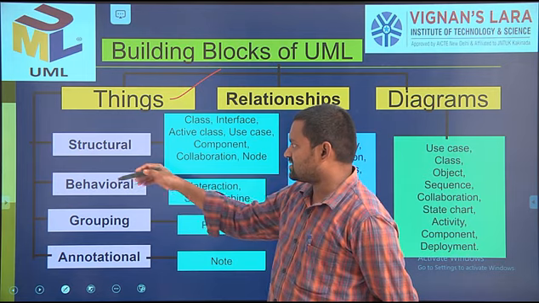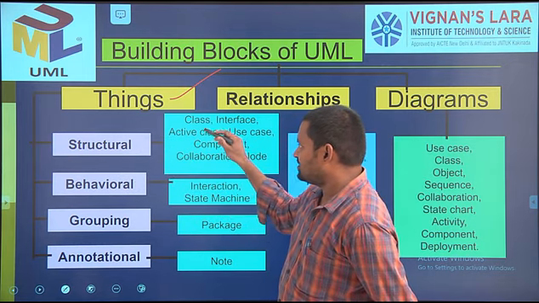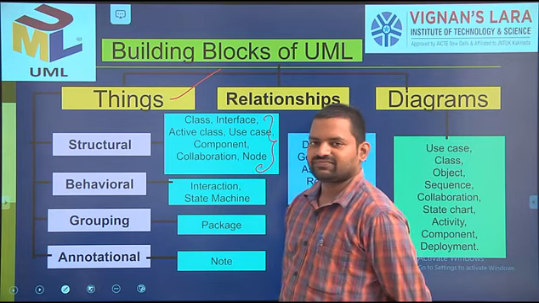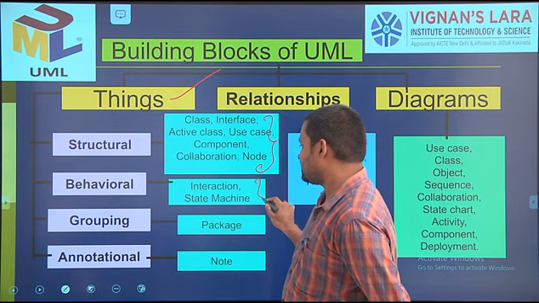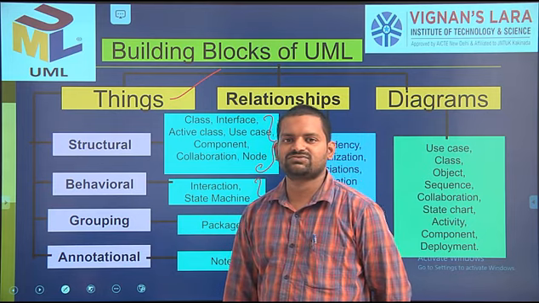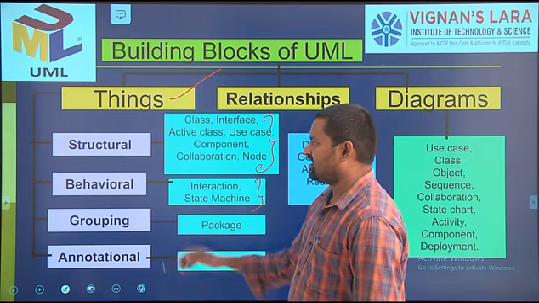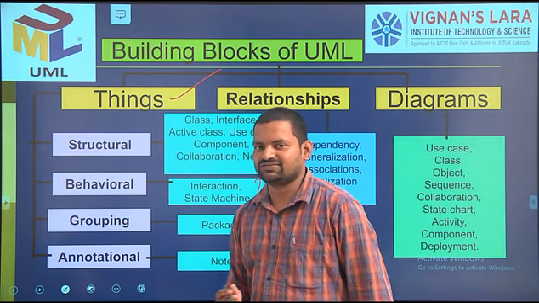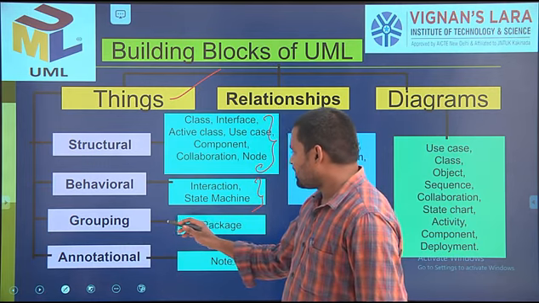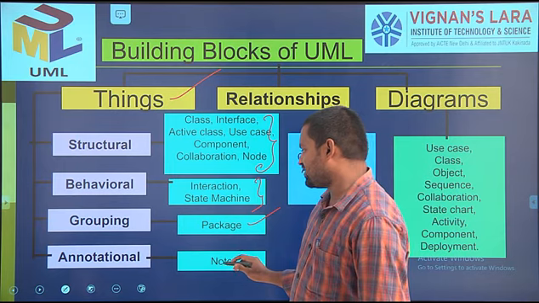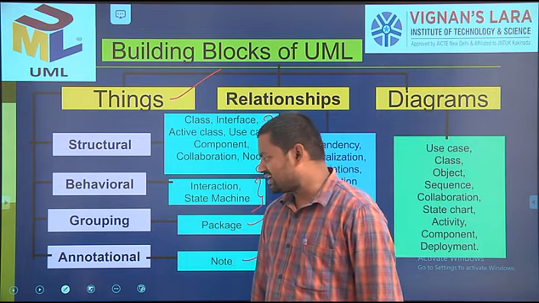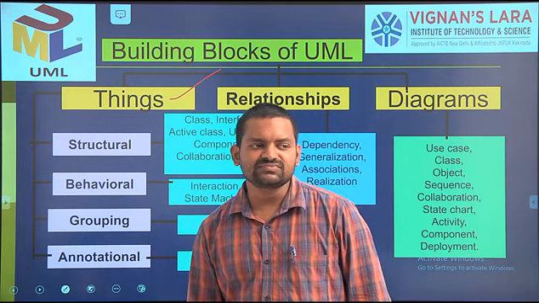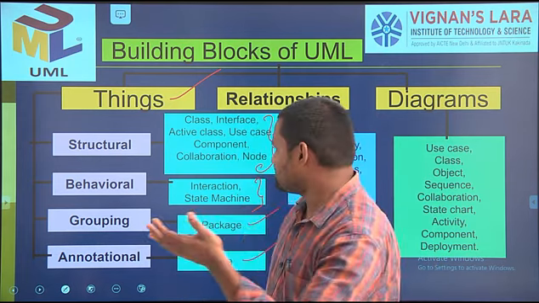In the previous class we studied structural things. All these seven types of things we studied, and also the behavioral things. Behavioral things are the interaction and the state machine behavioral diagrams. And what kind of symbols relate to each and every one, we have already seen. Grouping things, packages. What are packages? Annotation, the explanatory parts of the UML, annotational things we saw.